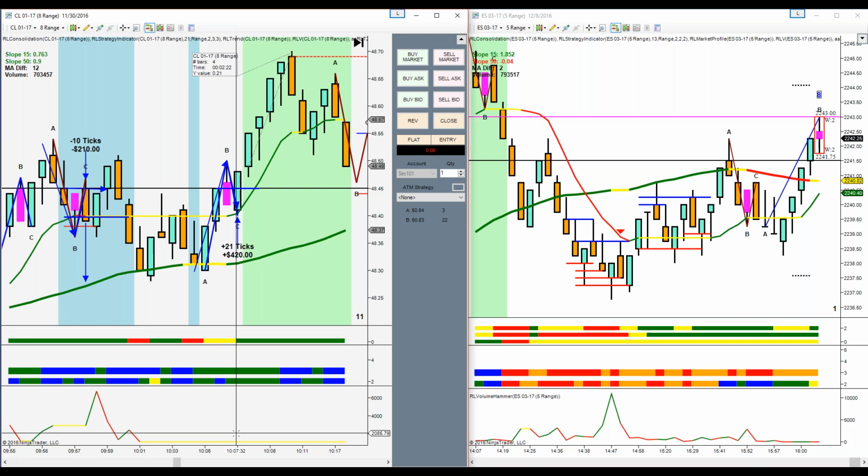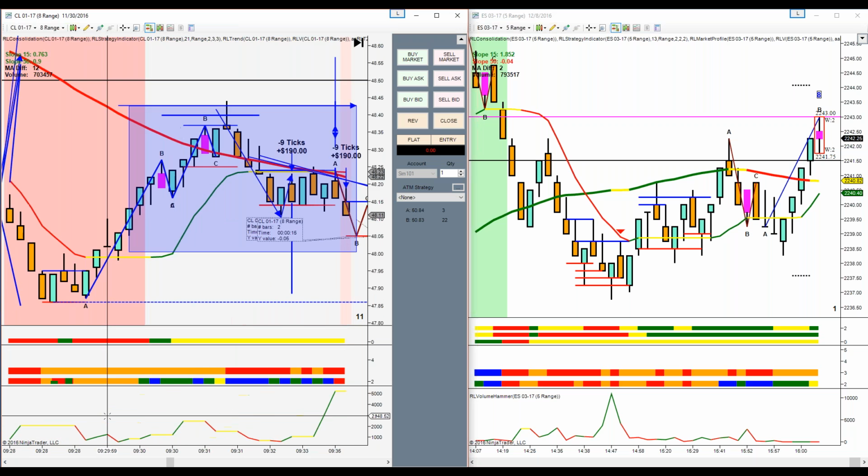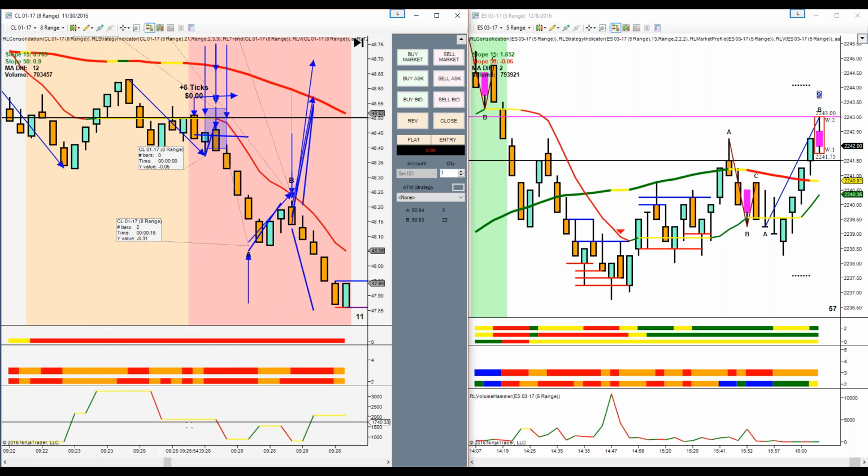It was a 21-tick trade. And this one was a loser that I took. And I'm definitely not going to tell you that I take all winners. I'll tell you that. Here's the trade. I have to take all this stuff off because I was mapping this out for everybody.